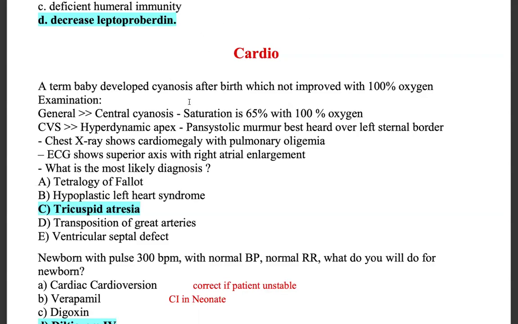A term baby developed cyanosis after birth, which is not improved with 100% oxygen. On examination: central cyanosis, saturation 65% with 100% oxygen, CVS hyperdynamic apex, pan-systolic murmur best heard over the left sternal border. Chest X-ray shows cardiomegaly with pulmonary oligemia. ECG shows superior axis with right atrial enlargement.